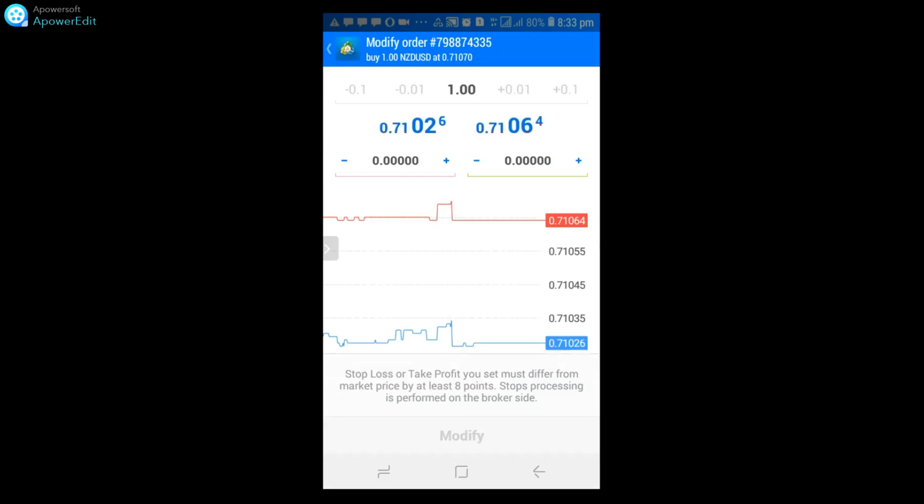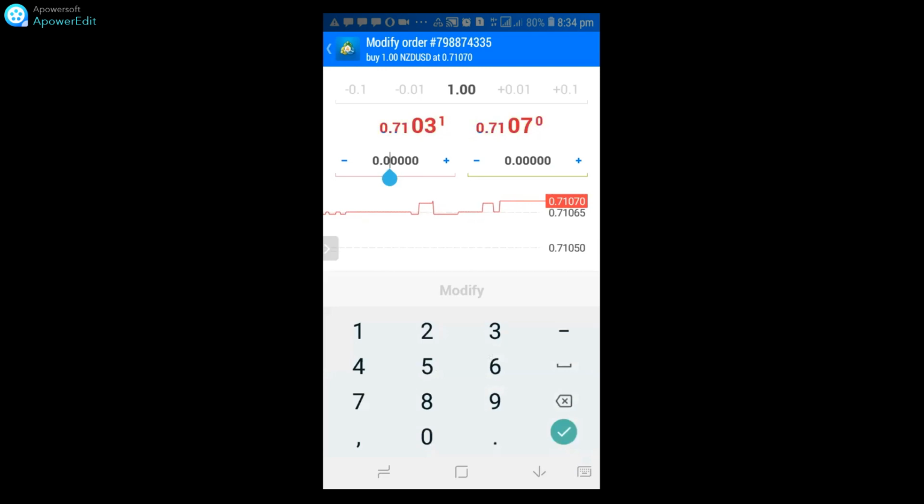Where you have the green line, type 0.71170. Where you have 0.000, type 0.71170. No, the other one, sir. The other one. 0.71, please, sir. 71170.